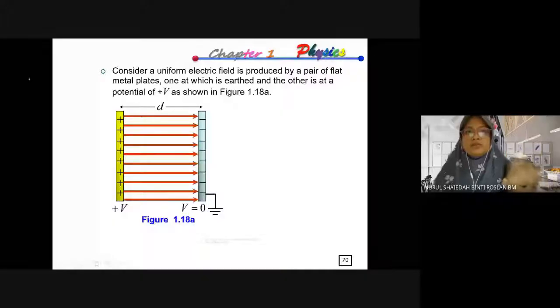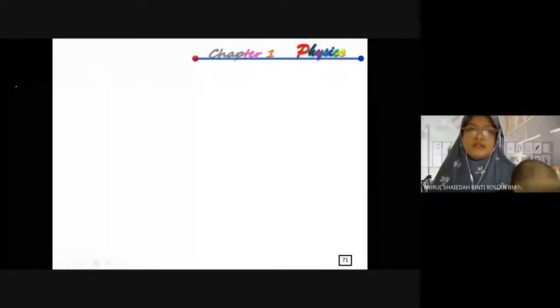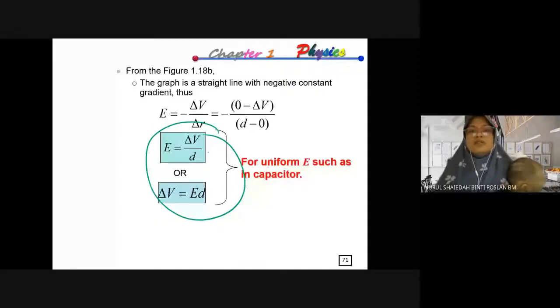Maksudnya V dia ni makin berkurang. So dia punya delta V over dr ni adalah electric potential gradient. So gradient untuk V lawan r. Unit untuk E boleh jadi N C negative 1 atau V m negative 1. Ini je lah dia punya formula tu. Inilah yang selalu kita guna. Kita tak letak negatif sebab negatif tu dah cancel selalunya. So ini selalunya kita pakai untuk uniform electric field. Okay, dah habis masa. Okay, so dah habislah chapter ini.